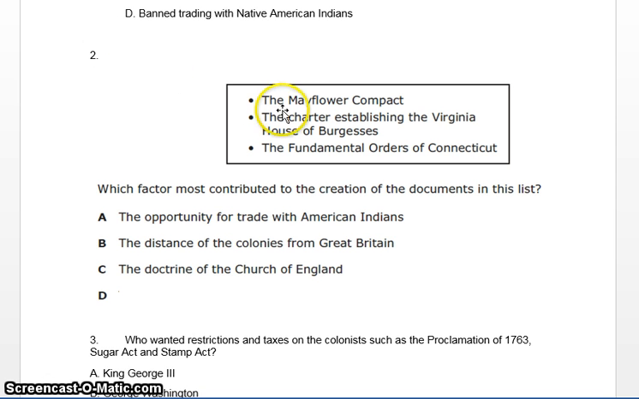Number 2. We have the Mayflower Compact, the Charter establishing the Virginia House of Burgesses, and the Fundamental Orders of Connecticut. Which factor most contributed to the creation of the documents in this list? Was it A, the opportunity to trade with American Indians, B, the distance of the colonies from Great Britain, or C, the doctrine of the Church of England? What caused these to be created?